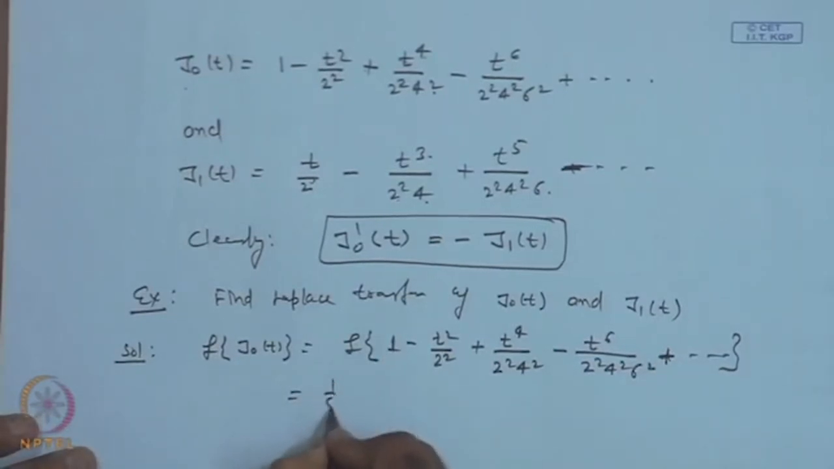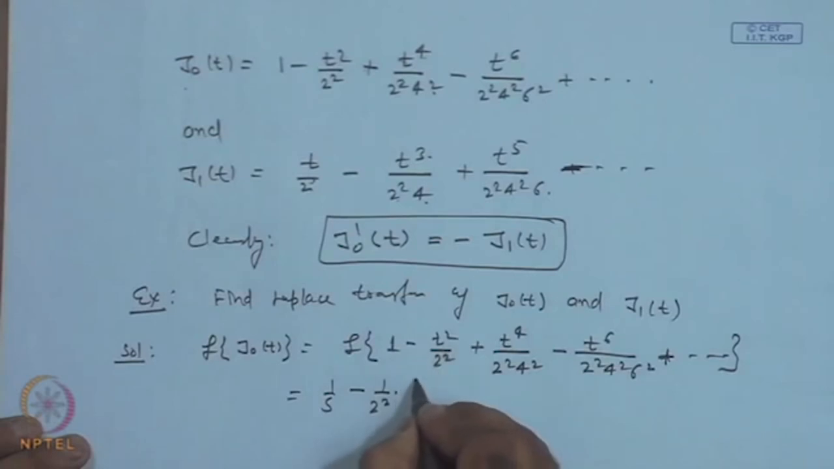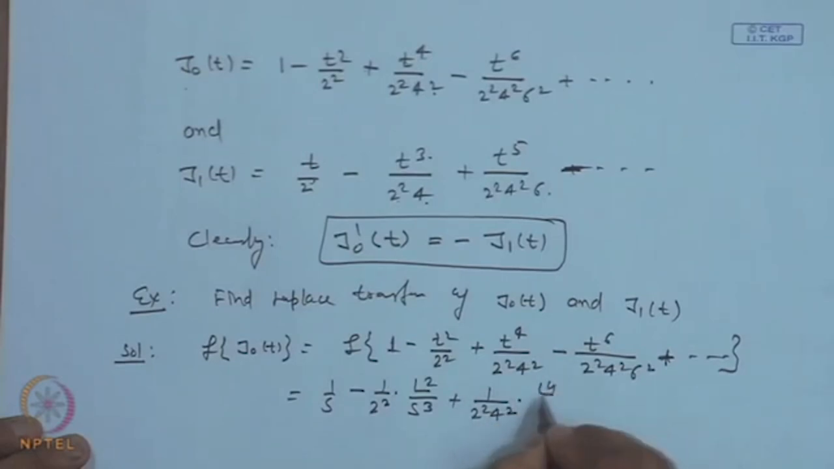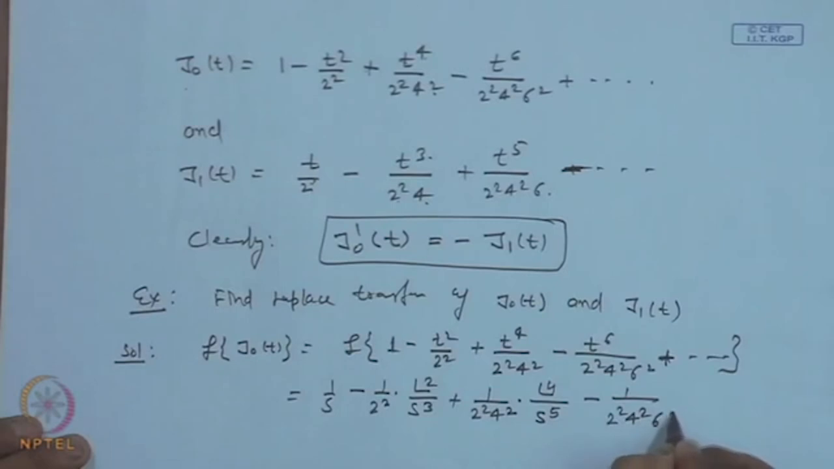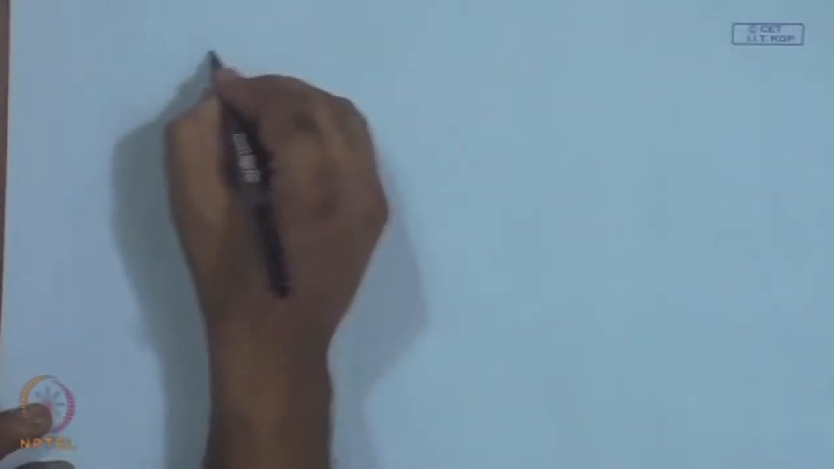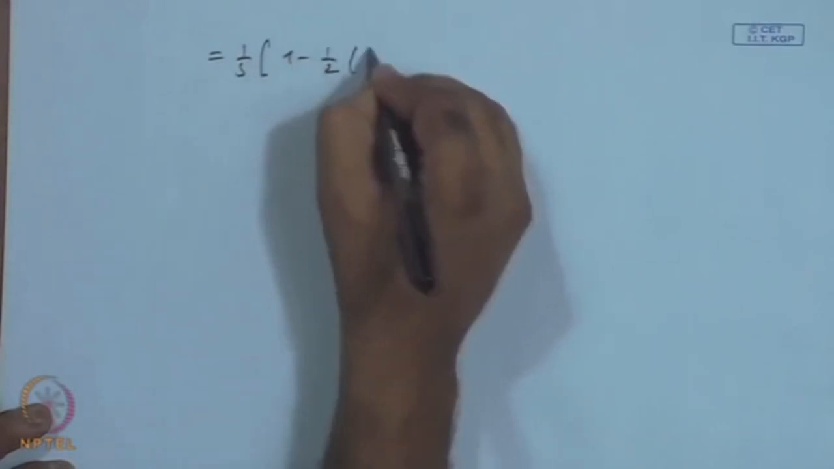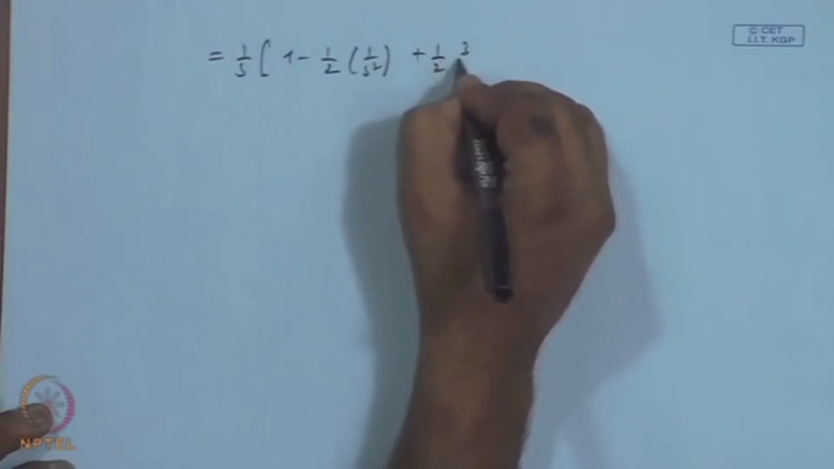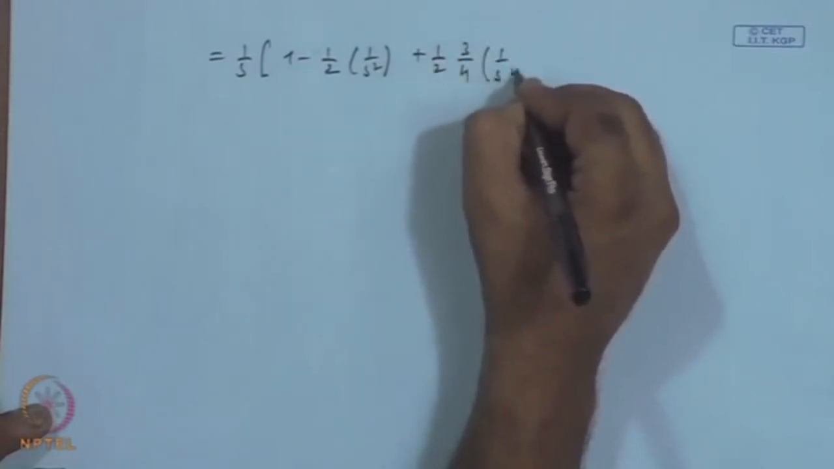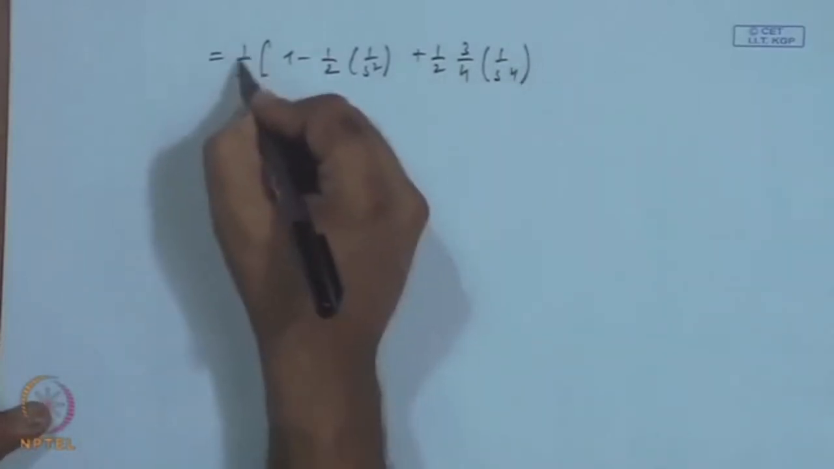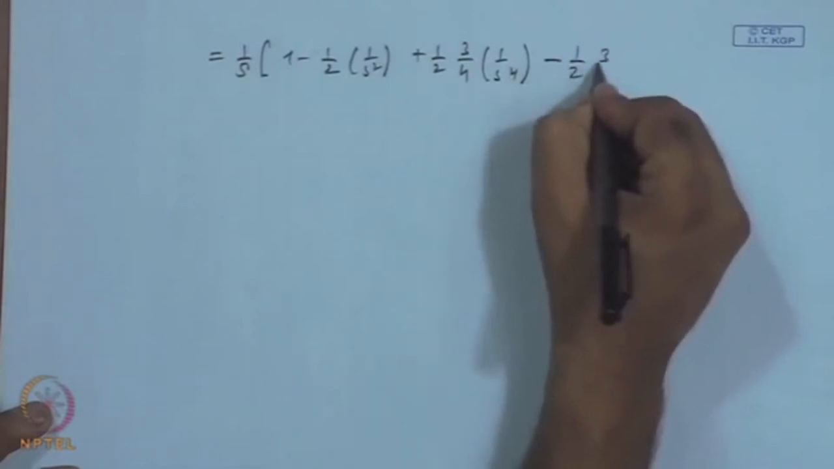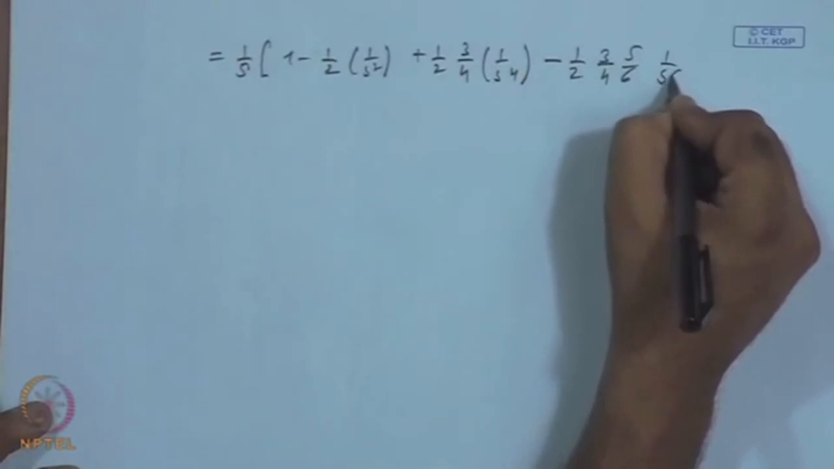So, we have Laplace of 1 is 1 over s, then we have minus 1 over 2 square, Laplace of this t square is factorial 2 over s cube and so on. So, 2 square, 4 square, then we have factorial 4 over s 5 and we have 1 over 2 square, 4 square and 6 square, we have factorial 6 over s 7 and then we simplify this to get 1 over s, 1 minus half, we will get 1 over s square. Then the next term will be 3 over 4, 1 over s 4, because 1 over s we have taken common. So, minus 1 over 2, 3 over 4, 5 over 6 and we have 1 over s 6 and so on.